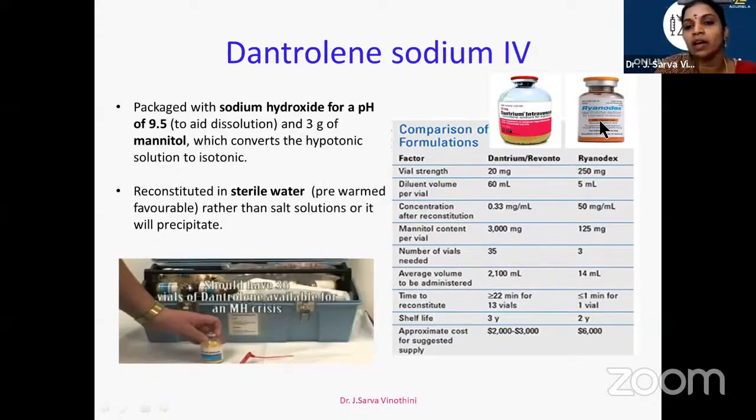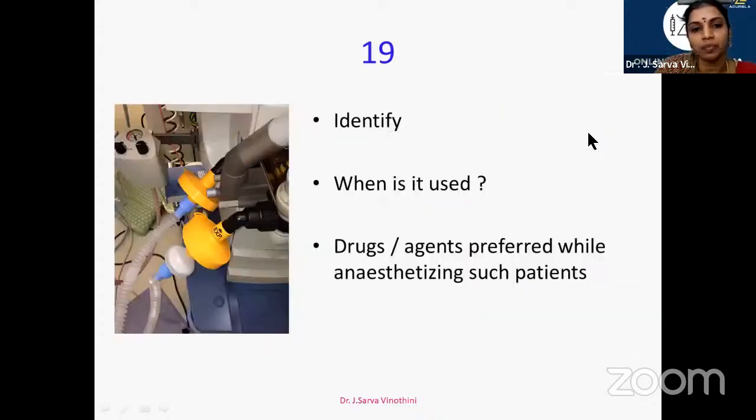It is being formulated. To administer this, we need just 5 ml of the diluent volume, and this gets reconstituted very fast. In less than 1 minute, we'll be able to reconstitute this, and the mannitol content is also very less, but this is equally costly.